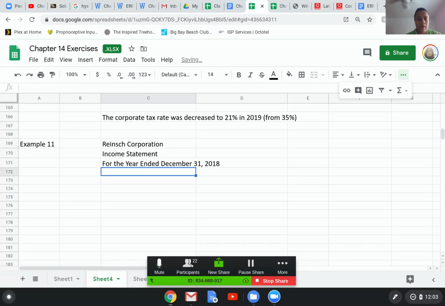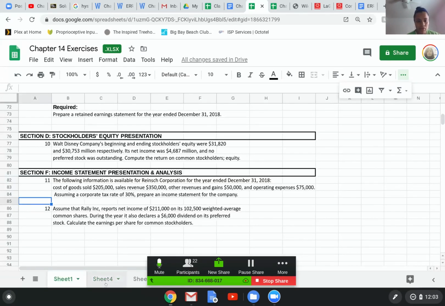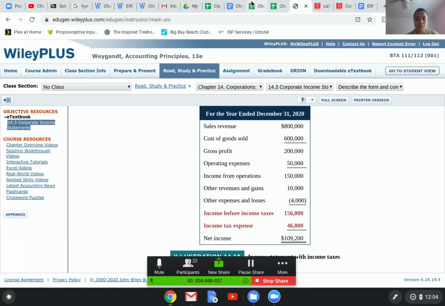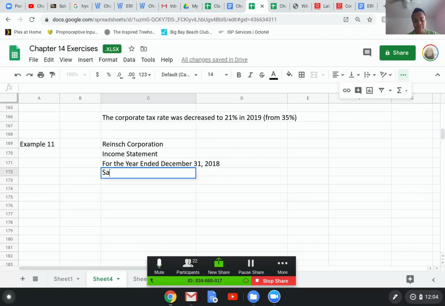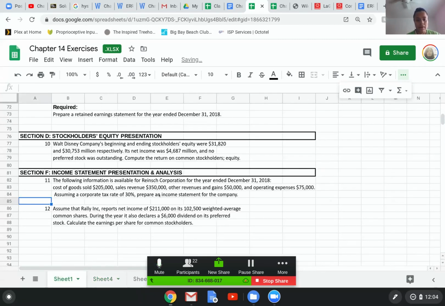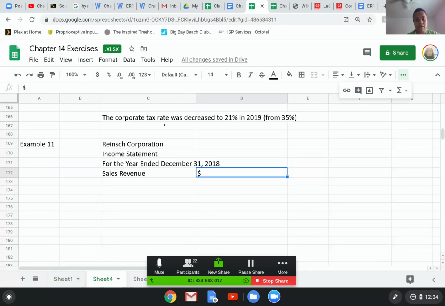All right. And so now where do we begin? With the first thing that was said here, cost of goods sold, or with something else? Sales revenue. Yeah, so you go back to your example and you say, okay, we start with sales revenue. And you're going to look for the amount over here, which is $350,000.